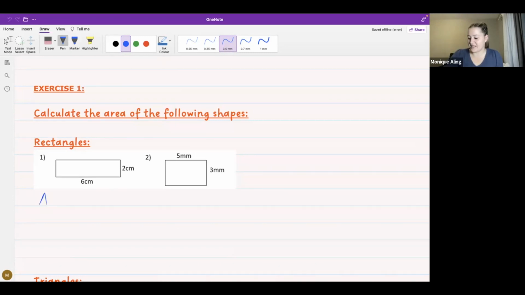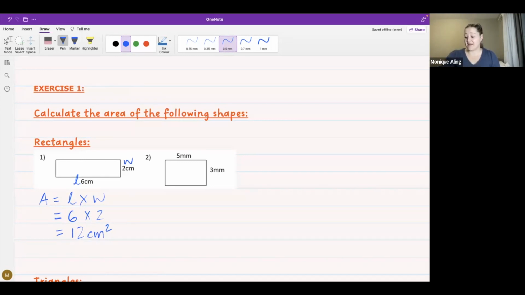Let's quickly go through it. Rectangles, nice and easy. We've got our length of 6 centimeters and our width of 2 centimeters. You don't need to rewrite the formula. I just do it out of habit. It just helps me, and by rewriting it the whole time, it helps me learn them. So 12 centimeters squared.